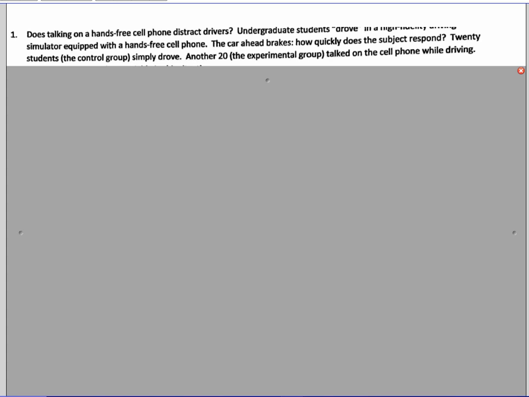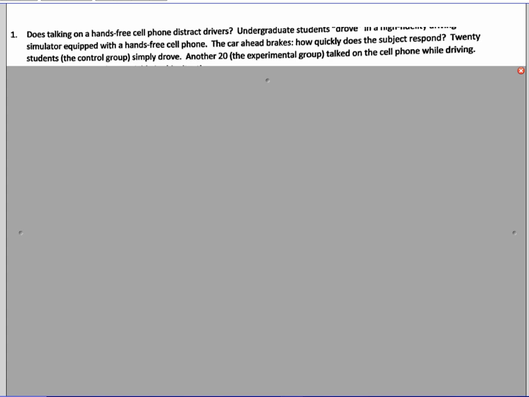Let's look at number 1 from your matched pairs worksheet, all right? Does talking on a hands-free cell phone distract drivers? Undergraduate students drove in a high-fidelity driving simulator equipped with a hands-free cell phone. The car had brakes. How quickly does the subject respond? 20 students, which would be the control group, simply drove. Another 20, the experimental group, talked on the cell phone while driving.